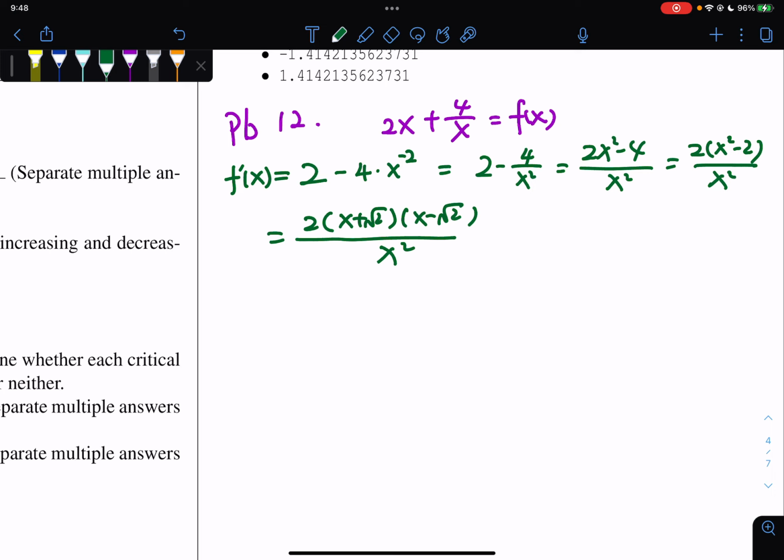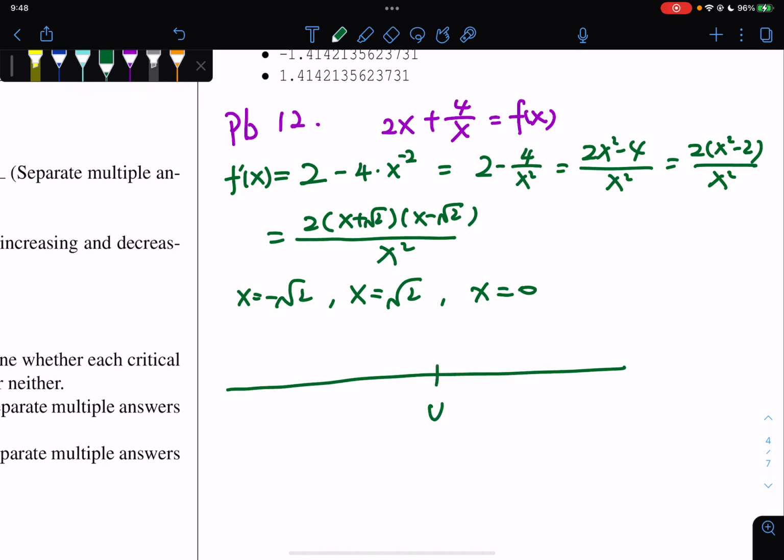So if I set every piece to be 0, my pieces are 1, 2, 3, 4, 4 of those. 2 doesn't really give me a solution. X plus square root of 2 gives me x being negative root 2. And this term gives me x being positive root 2. This term gives me x being 0. So there are 3 points I'm going to put on the number line, which is going to affect my answer.